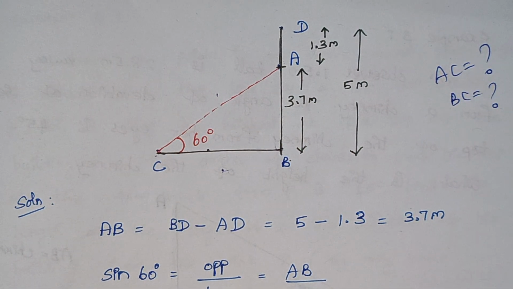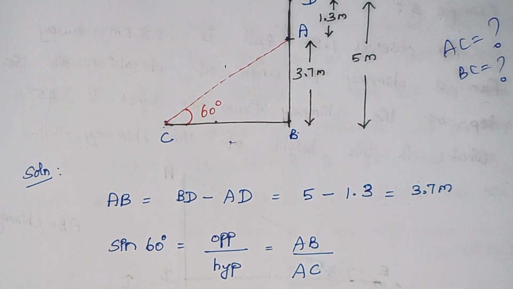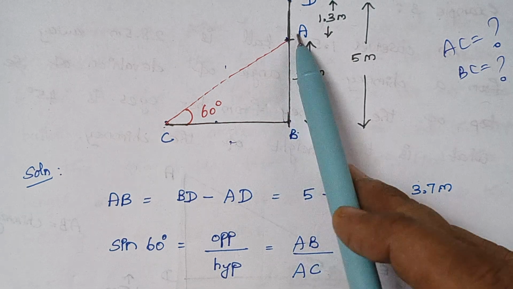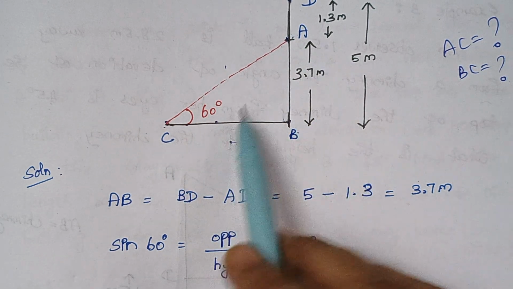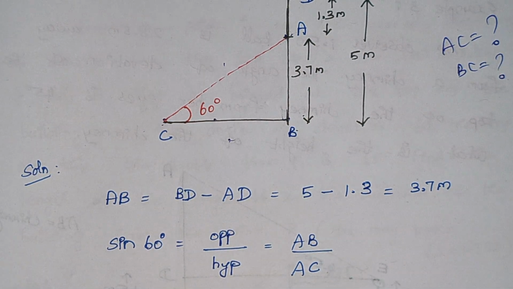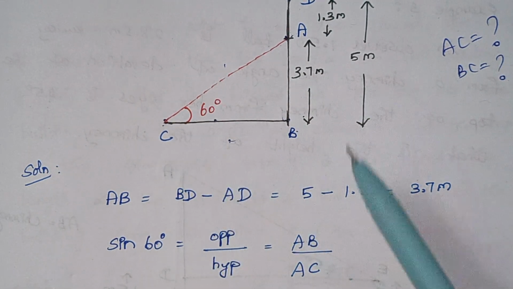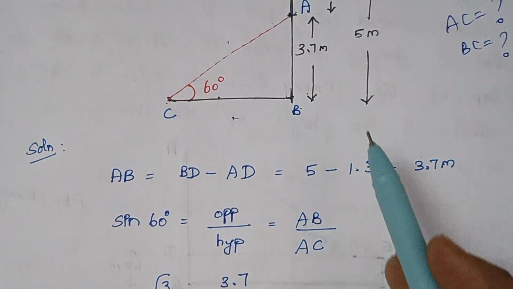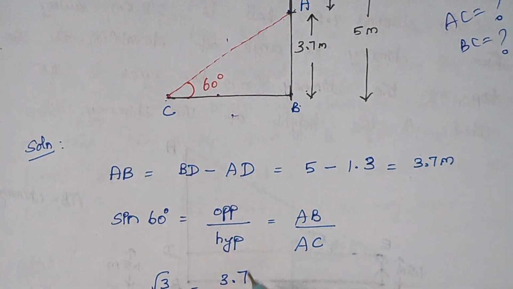Now you need to find this side AC. AC is the hypotenuse, and you know the value of the opposite side. So here we are taking sine 60 degree, because sine 60 is nothing but opposite by hypotenuse. So here sine 60 is AB by AC. We know the value of AB, so just substitute.